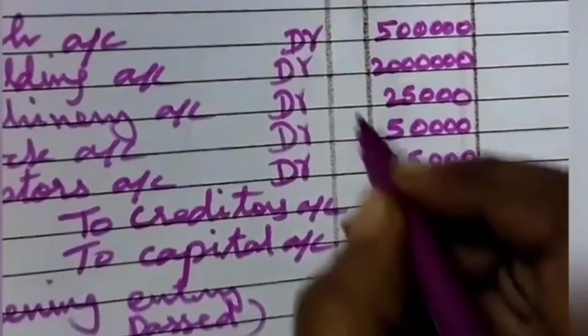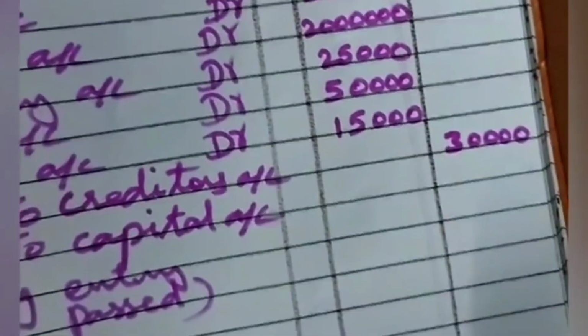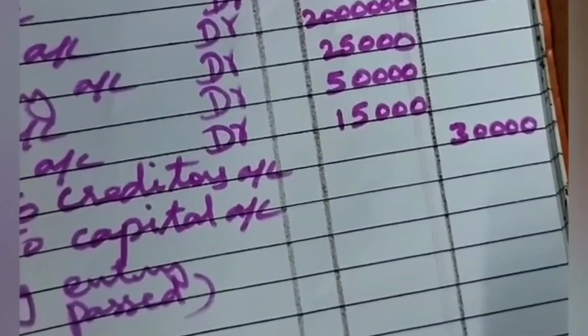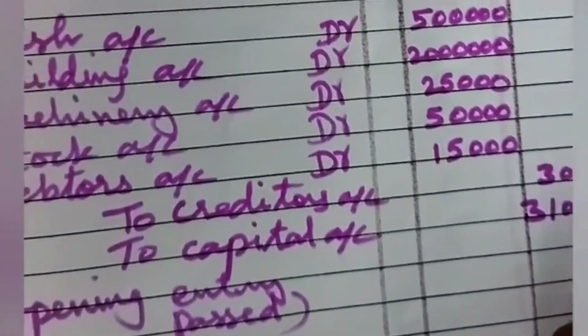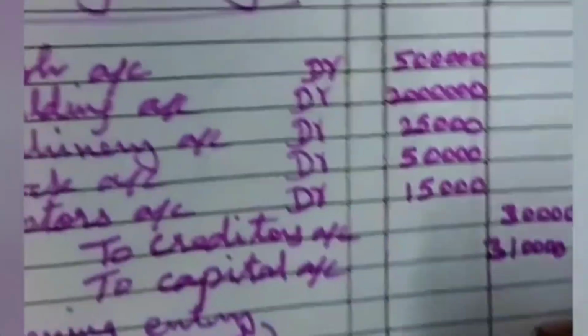Then we have to add all the amount. What's the amount? Total 3,40,000 is the assets. Then creditors how much? 30,000. So we have to reduce 30,000. 3,10,000 is the capital. This is the opening journal entry.